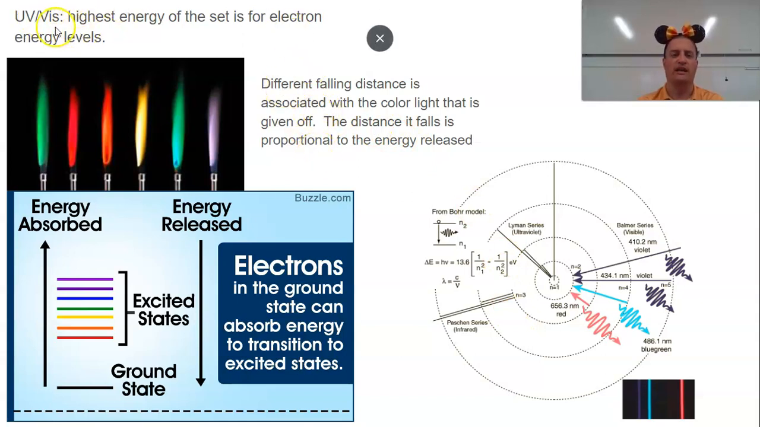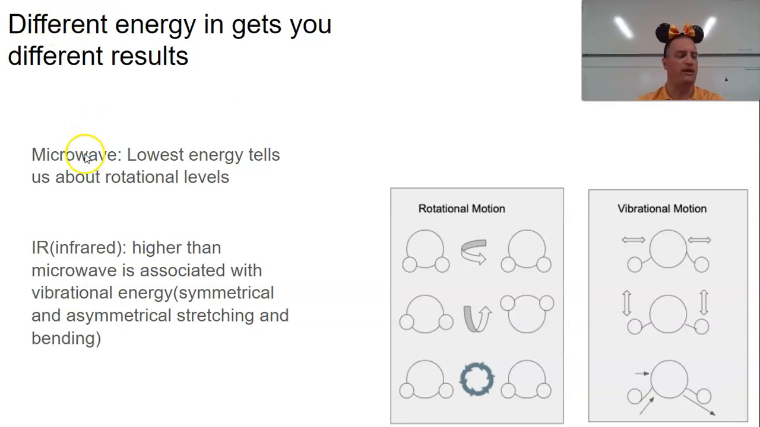So again, as a little summary, you've got your electron energy levels for UV-vis, and you've got your microwave for rotational, infrared for vibrational.